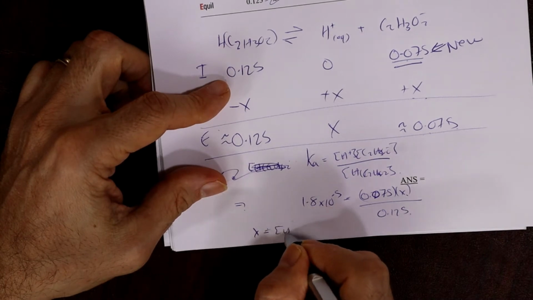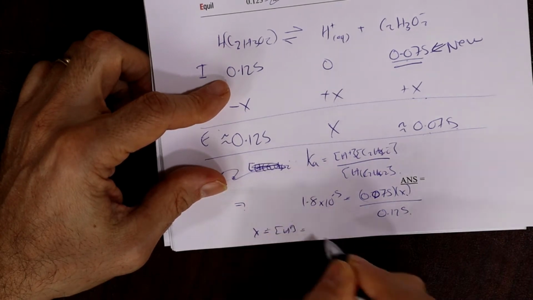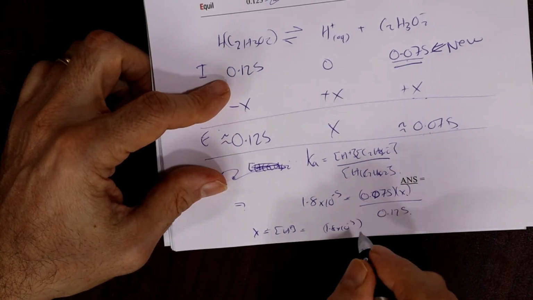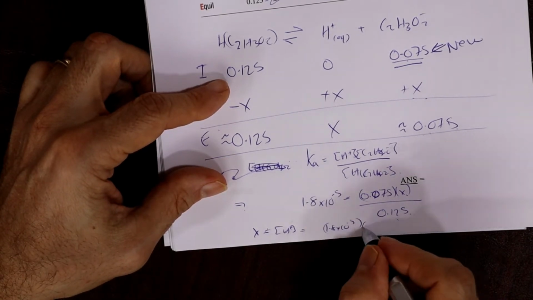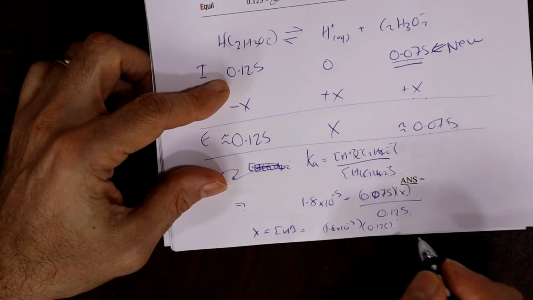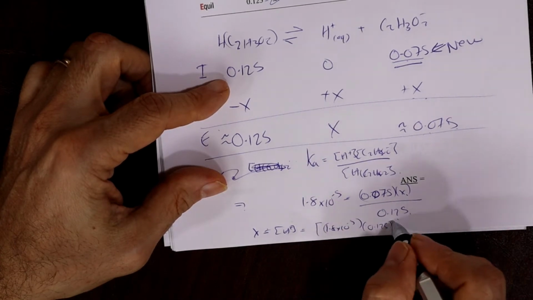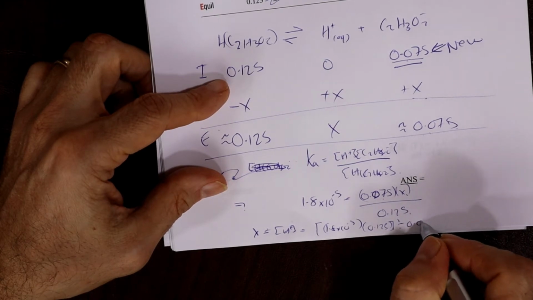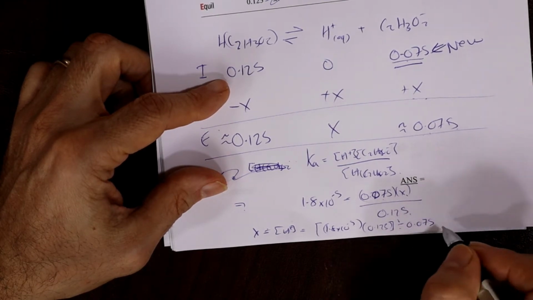So therefore x, which equals H plus, equals 1.8 times 10 to the minus 5 times 0.125, and then divide by, I haven't got room to write it underneath, 0.075.